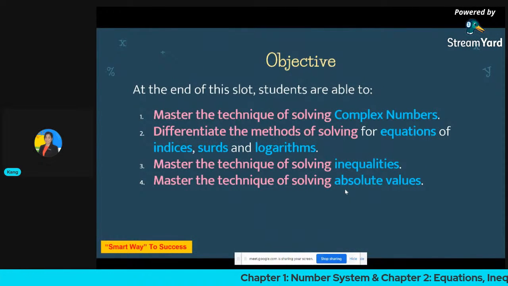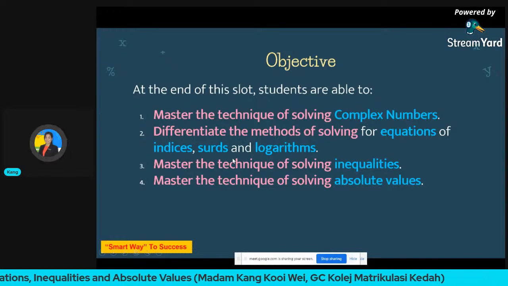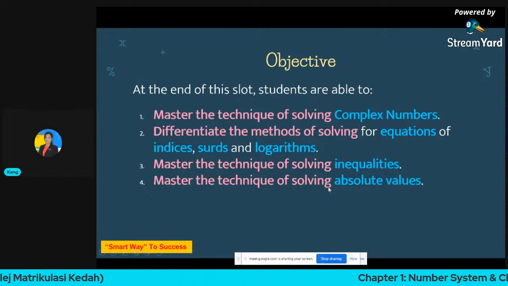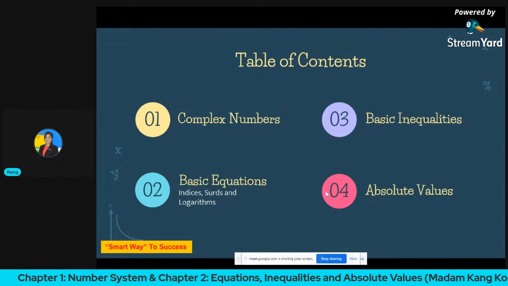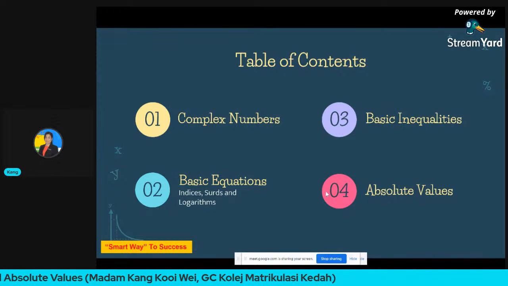Okay, so class, for the objective of the next lesson, you all should be able to master the technique of solving complex number, the equations of the indices, surd and logarithms, and master the techniques of solving for inequalities, and also the methods of solving the absolute values. For this slot, we will concentrate on the 4 subtopics only, that is complex number in chapter 1. Then for chapter 2, we will concentrate on the basic equation, basic inequalities, and also the absolute values.